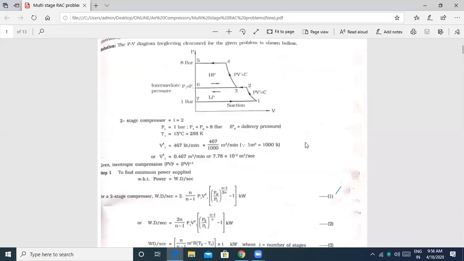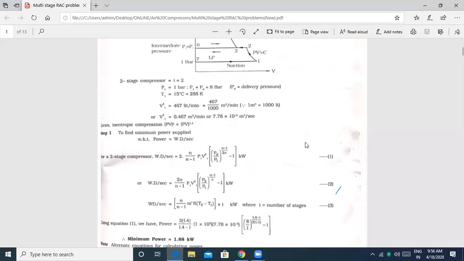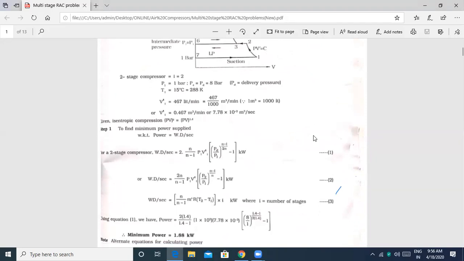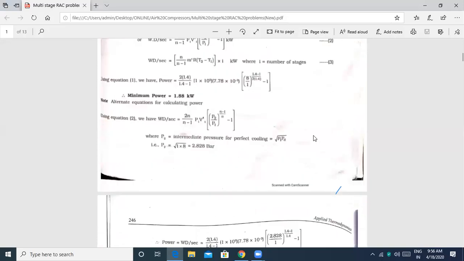So how to calculate T2: T2 by T1 equals P2 by P1 to the power of n minus 1 divided by n.